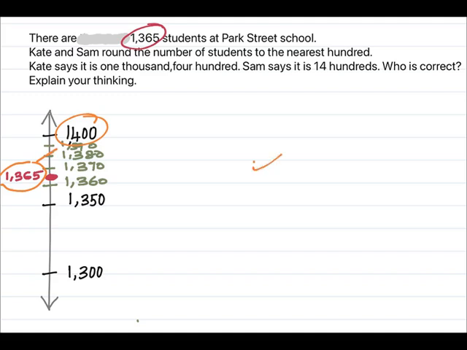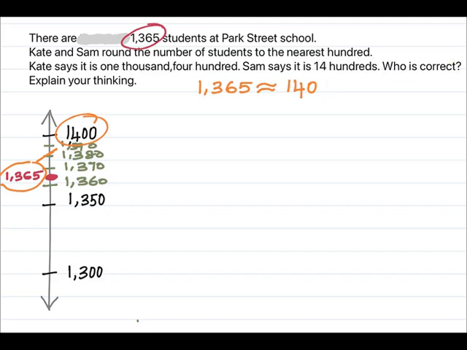So let me write, 1365 can be rounded to 1400, or we can say it is about 1400. The word about means it is not exactly 1400, but it is approximately 1400. Now we have to answer the last question: who is correct?